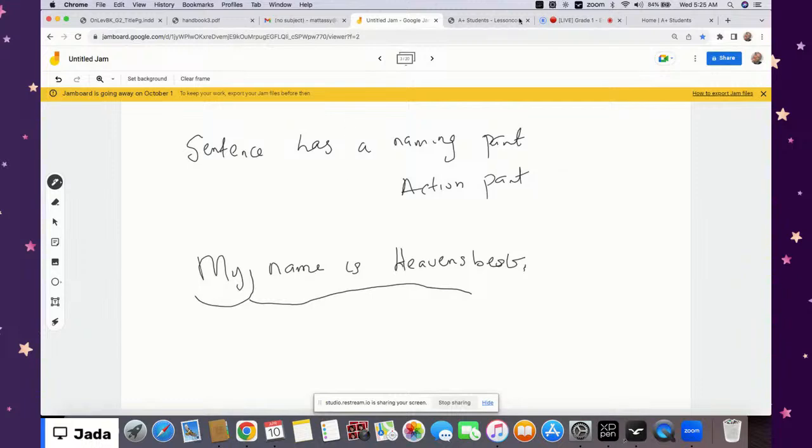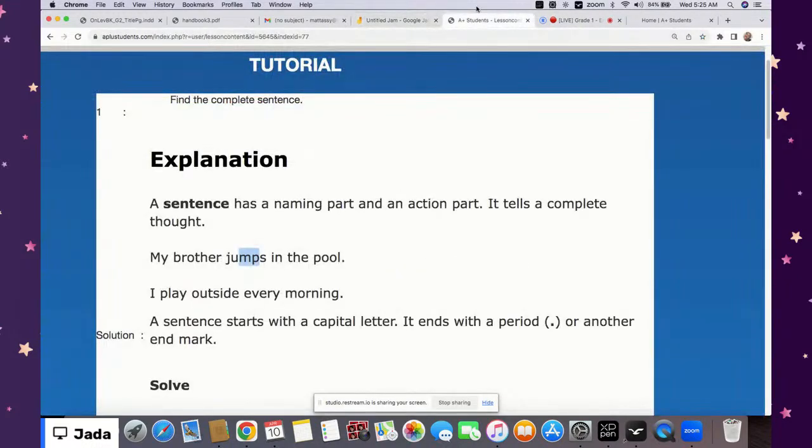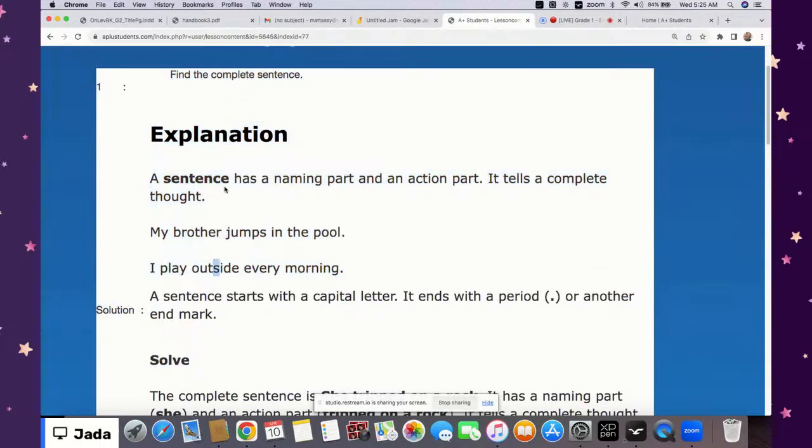Yeah, just like that. My name is Jada. I'm just giving an example with Heaven's Best's name. So just take note that the sentence will have a naming part and the action part.